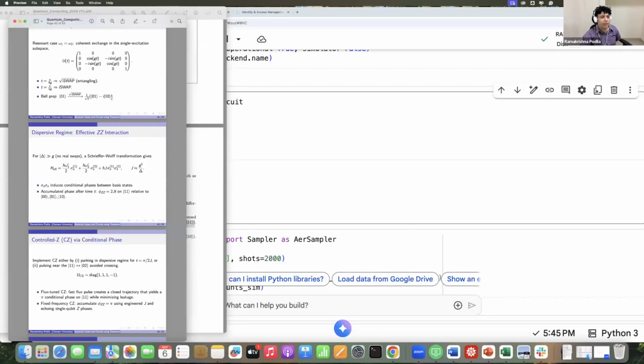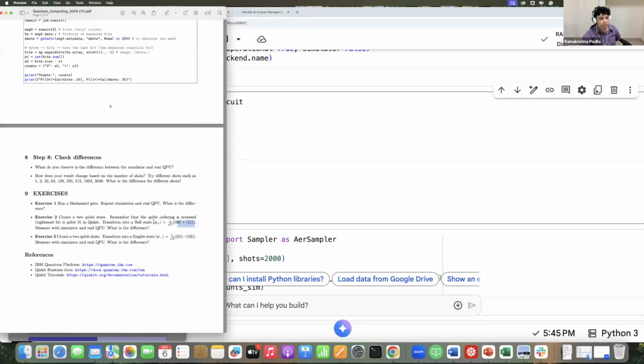And what we will do is we will try to make some measurements on the Bell state and the singlet state. So I want to create phi plus this state and psi minus state, two states. Create two states, and we will measure with simulator and QPU and find the differences. So we will stop here for today's lecture because I want you to spend time to do exercise 2 and exercise 3 and see what results you get.